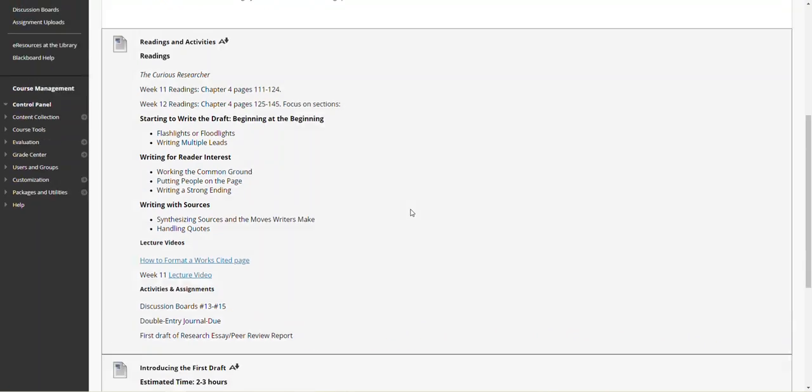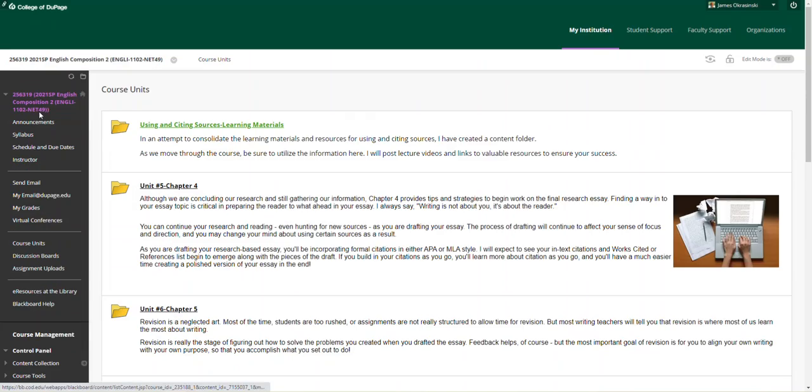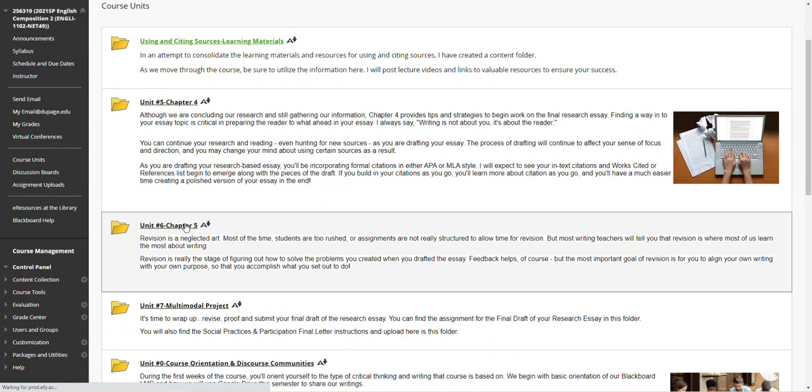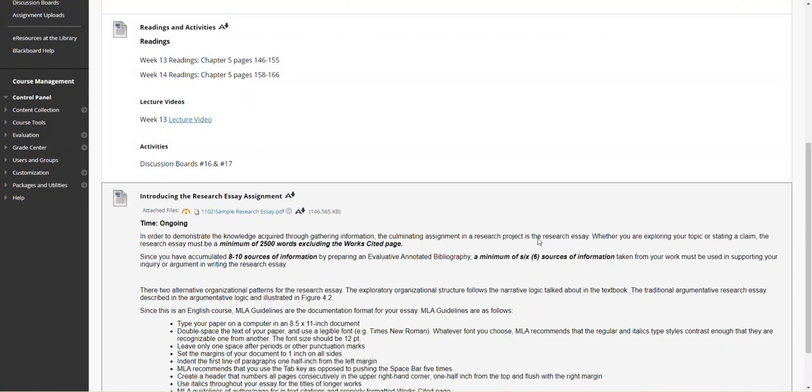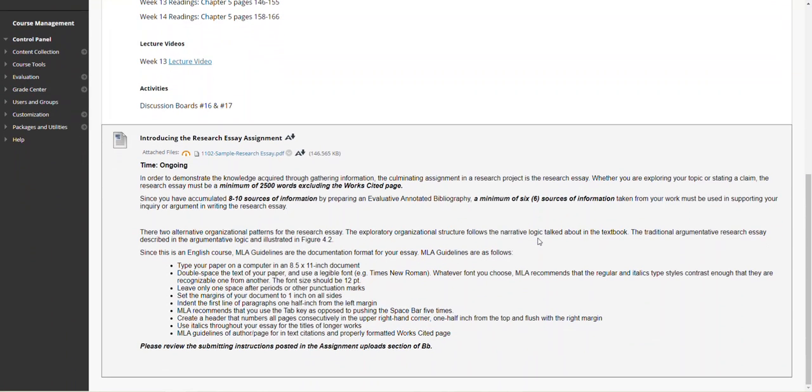So just a reminder here, you want to go into the unit. This is the first draft. Let me go back and see if I can get to the chapter 5 unit. Just review the criteria for the research essay assignment. Here is an example of a prior student's work for the research essay. Basically, all the criteria here are the same as the first draft, except the length gets stretched out to 2,500 words.